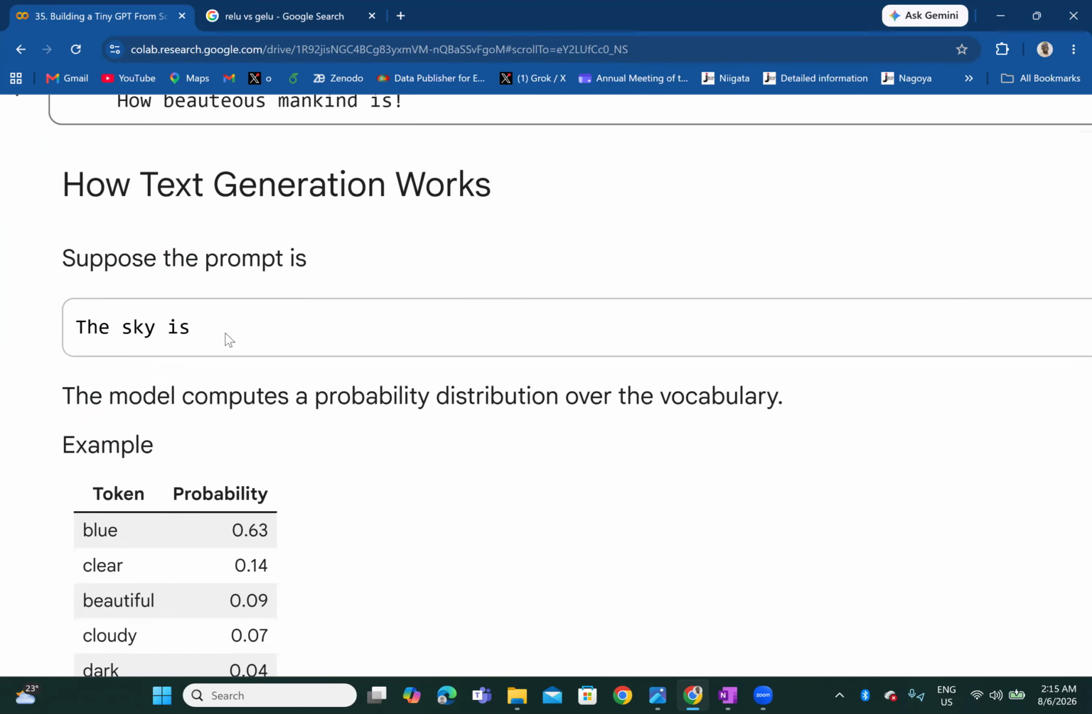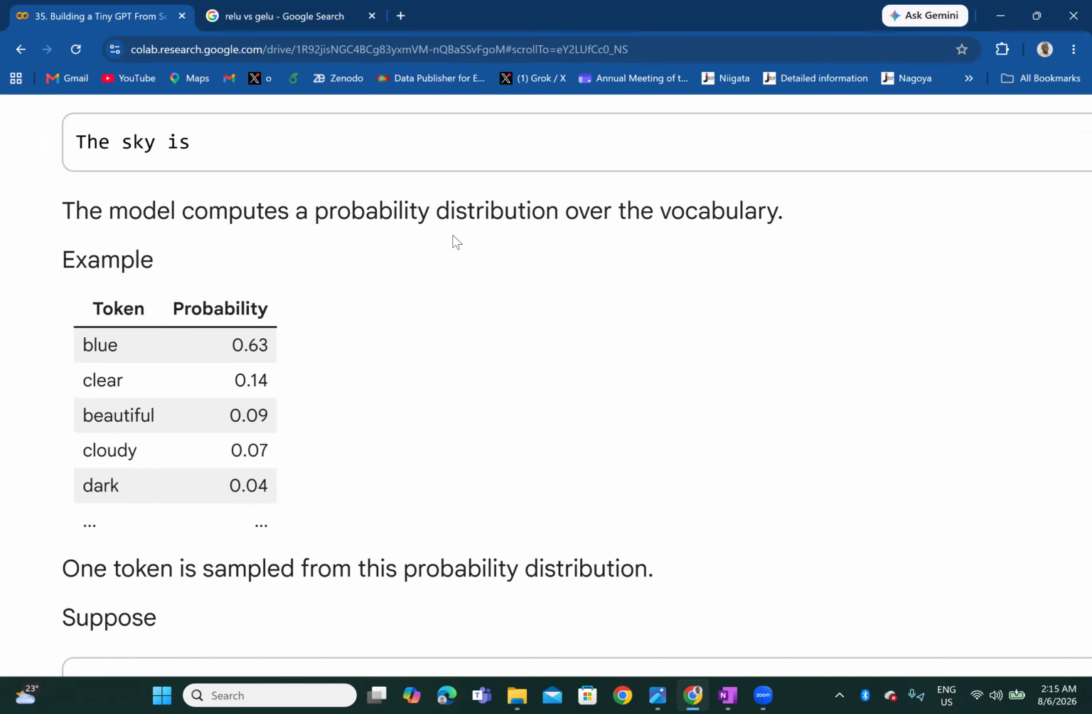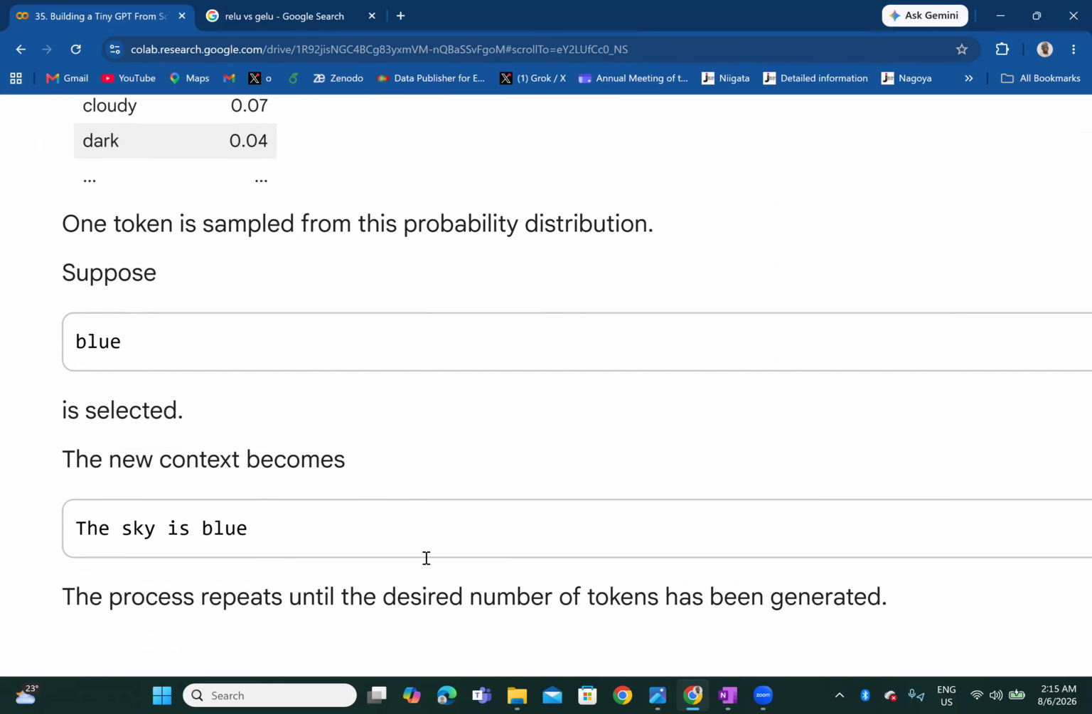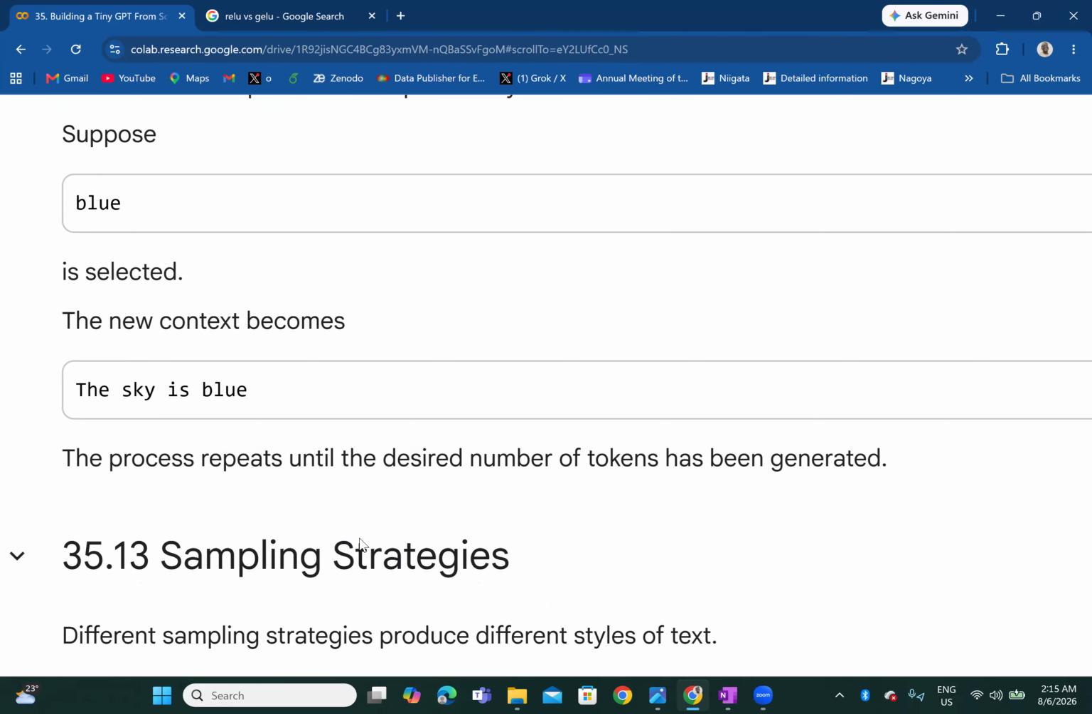So how text generation works. Suppose the prompt is the sky is, the model computes a probability distribution over the vocabulary. We've talked about it a lot of times. So blue 0.63 probability, clear 0.14. So you have a probability distribution and following the greedy algorithm just picks the highest probability word. So the sky is blue. So one token is sampled from this probability distribution. So suppose blue is selected, the new context becomes the sky is blue. So this process repeats until the desired number of tokens has been generated.